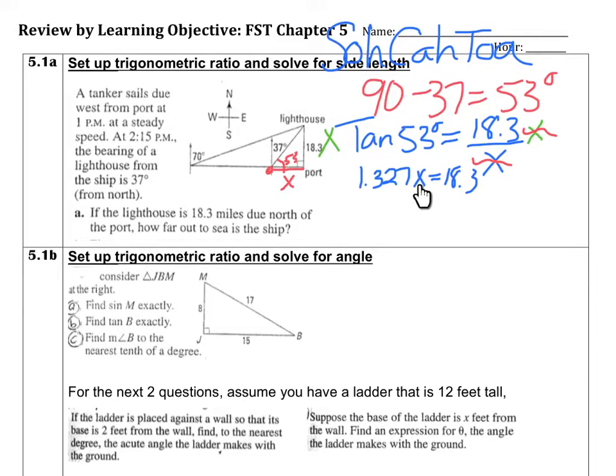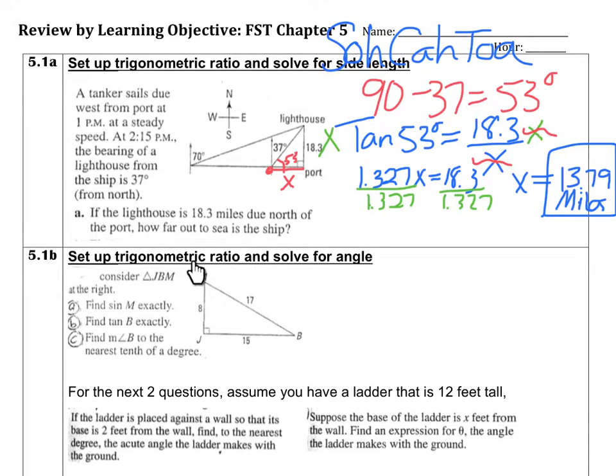Now to get x by itself, we're just going to divide both sides by 1.327 and see what we get. When you do that, you're going to get that x is equal to 13.79, and if we do the appropriate label on this, we're talking about miles. So the ship is actually 13.79 miles out of the port.